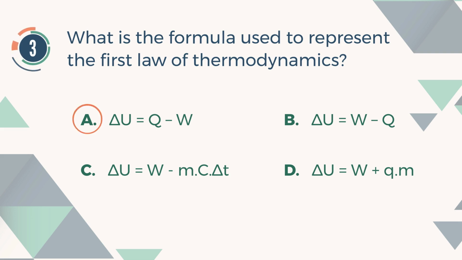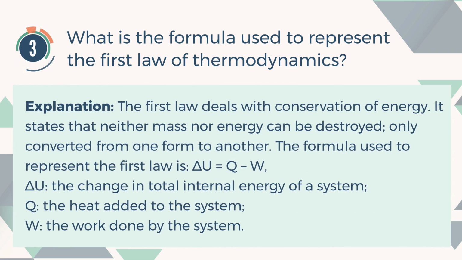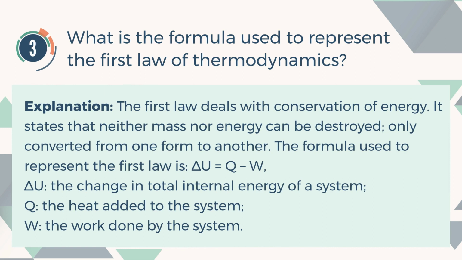The correct answer is A. Delta U equals Q minus W. Explanation. The first law deals with conservation of energy. It states that neither mass nor energy can be destroyed, only converted from one form to another. The formula used to represent the first law is delta U equals Q minus W, where delta U is the change in total internal energy of a system, Q is the heat added to the system, and W is the work done by the system.